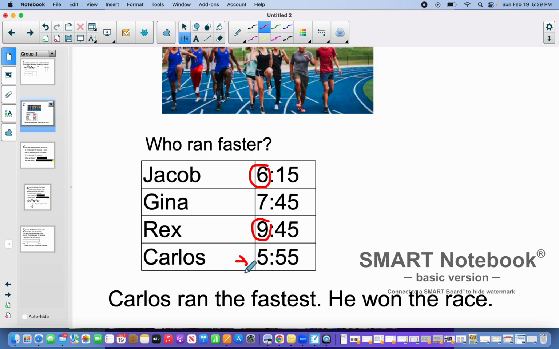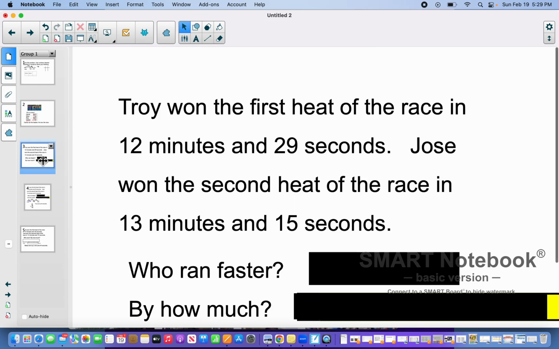So this one, 5 minutes and 55 seconds. Notice if we had 5 more seconds, it would be at 6 minutes. So Carlos was the winner of this race. So be careful with that. Let's take a look at an example.